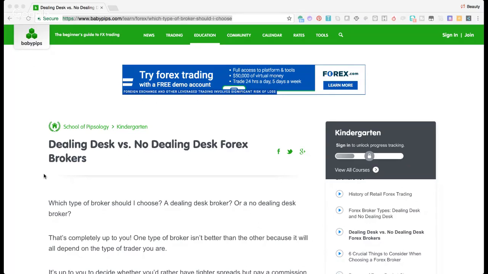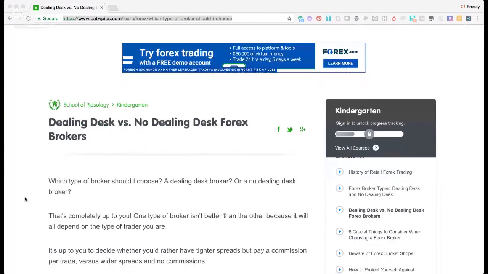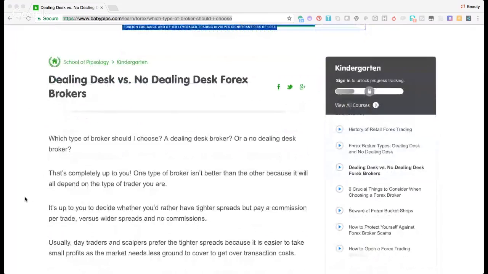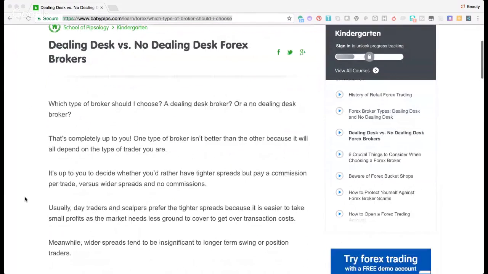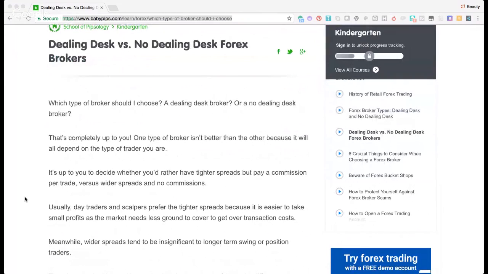But for now, in the next 15 minutes, we are going to be in the kindergarten area of BabyPips on dealing desk versus no dealing desk brokers. Which type of broker should I choose? A dealing desk broker or a no dealing desk broker? That's completely up to you. One type of broker isn't better than the other because it will all depend on the type of trader you are. It's up to you to decide whether you'd rather have tighter spreads but pay a commission per trade versus wider spreads and no commissions.